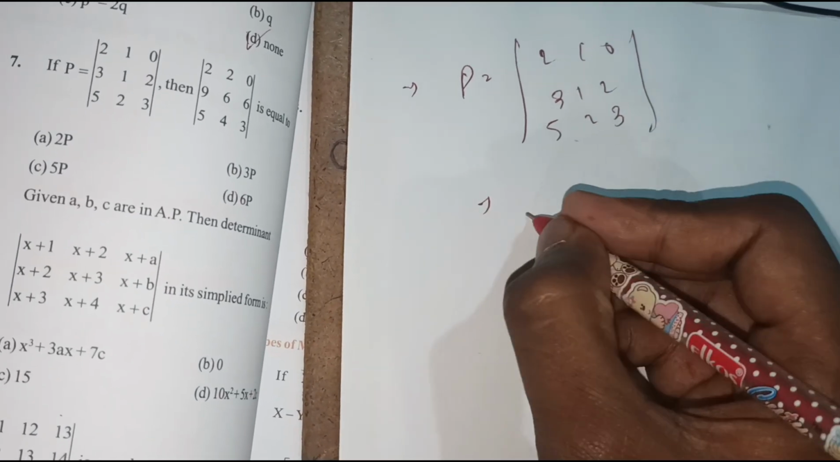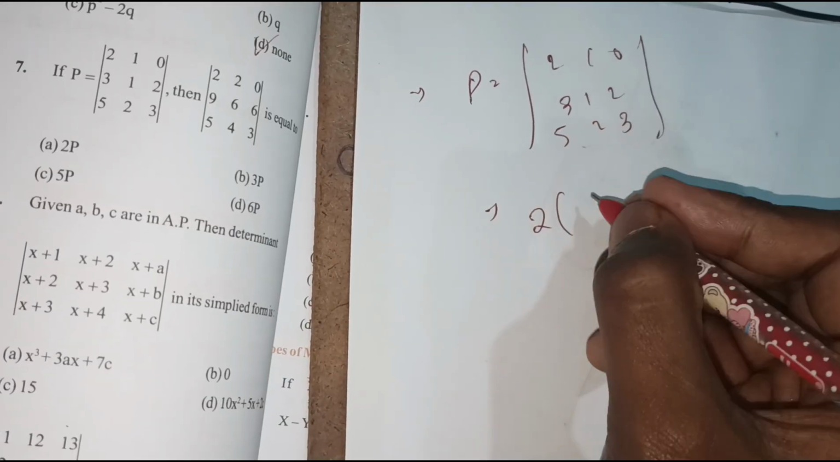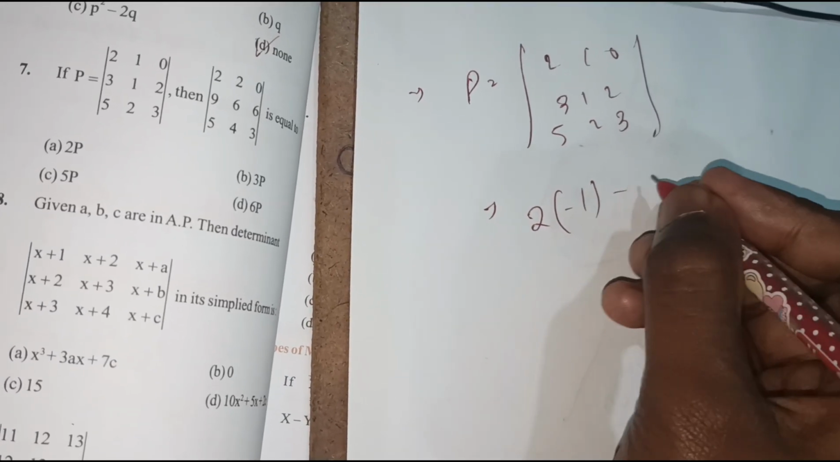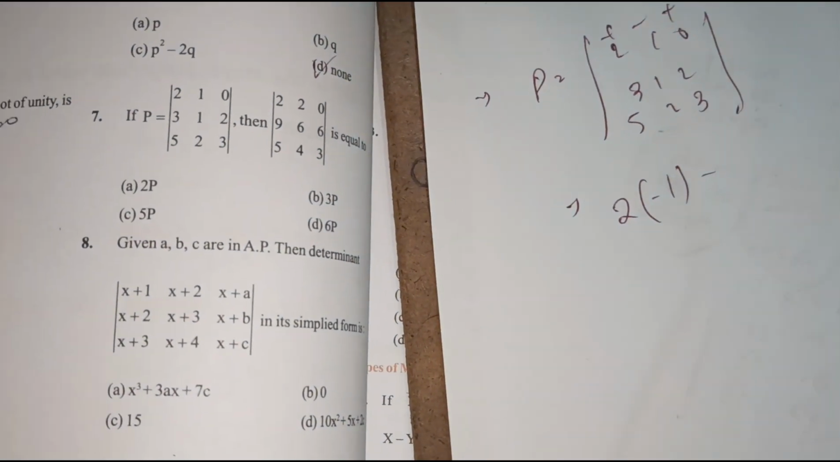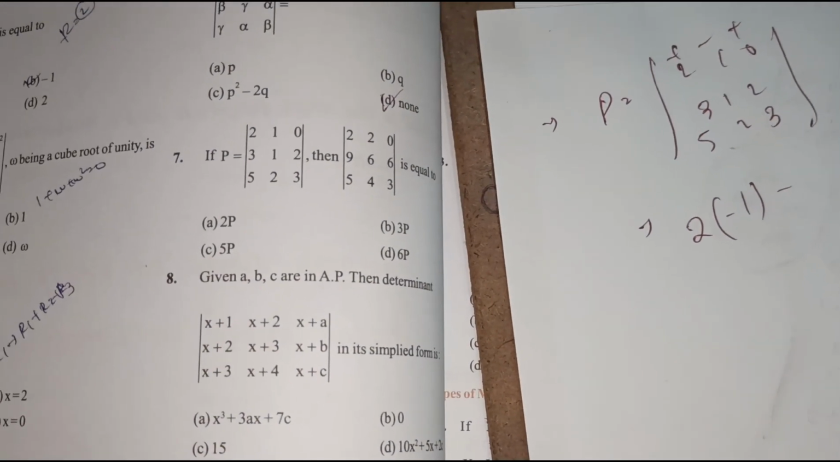So here 2 into 3 minus 4, minus 1, and so on, with signs plus minus plus. You all know that it will be plus minus plus. It's a short trick to find the determinant.